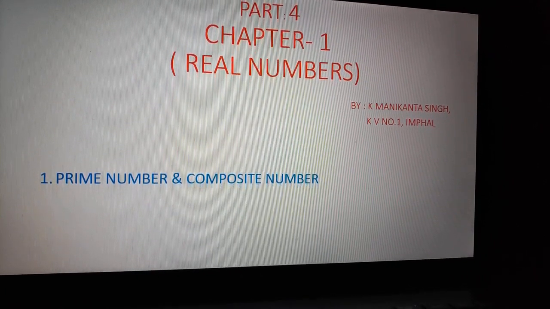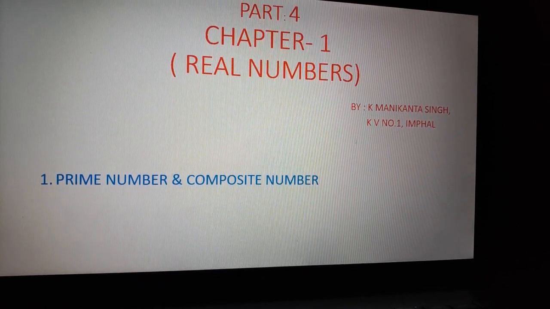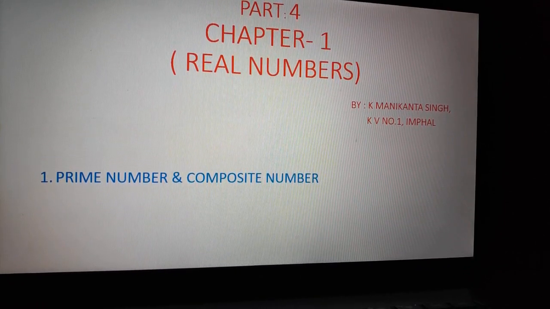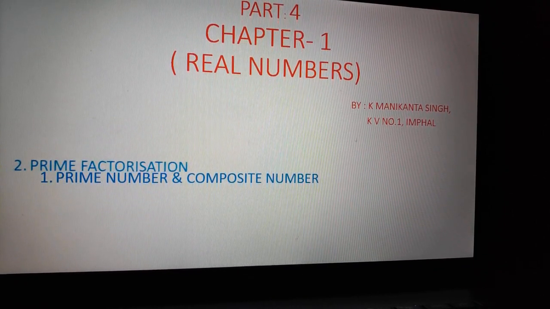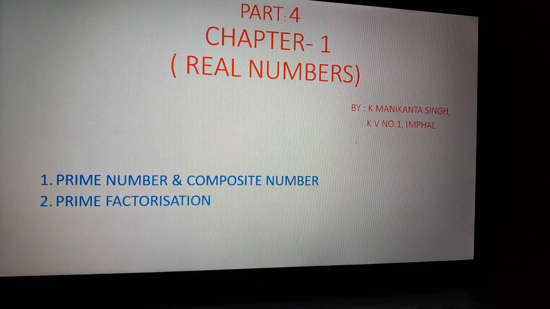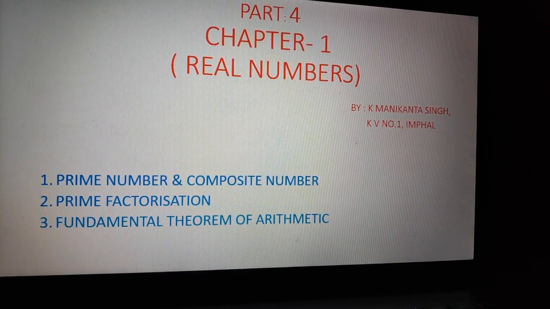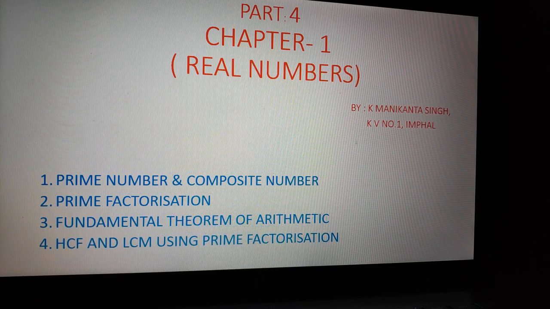In today's session, we will discuss prime number and composite number, prime factorization, fundamental theorem of arithmetic, HCF and the LCM using prime factorization. These are the 4 main topics which we have to discuss.